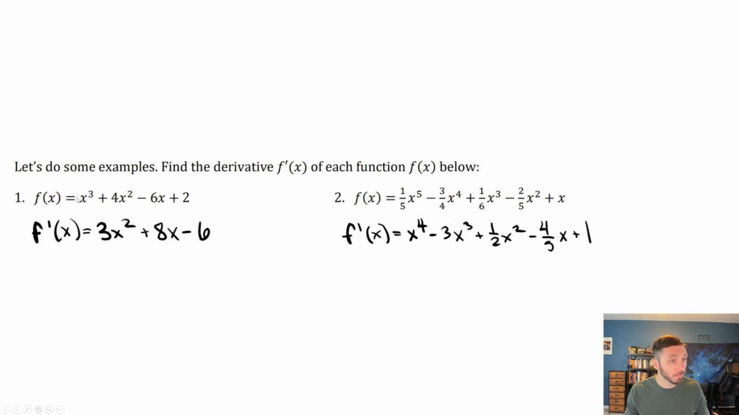You just bring the 3 up front, you subtract 3 minus 1 is 2. You bring the 2 up front, 4 times 2 is 8, and then 2 minus 1 is just 1. You bring the 1 up front, 6 times 1 is just 6, negative 6, right? Negative was already there. And then 1 minus 1 is 0. That's it. The slope of a line is a constant.